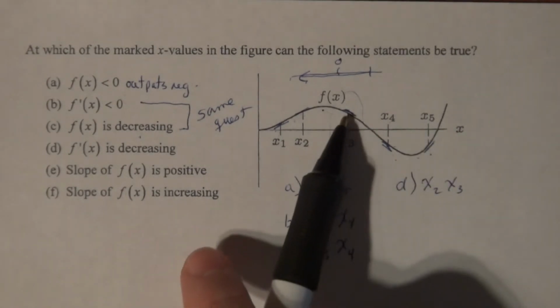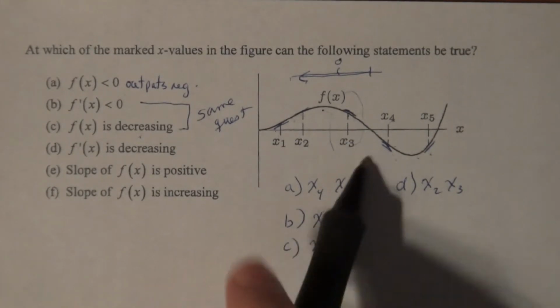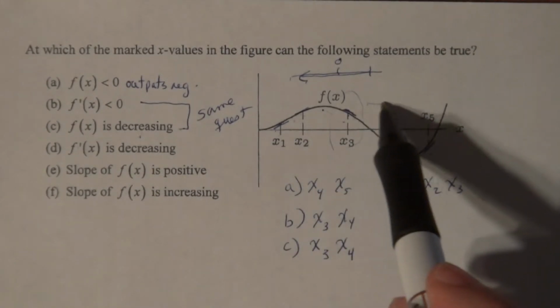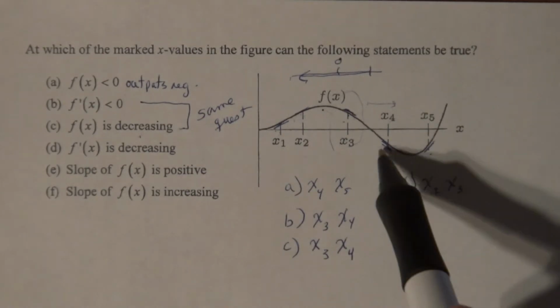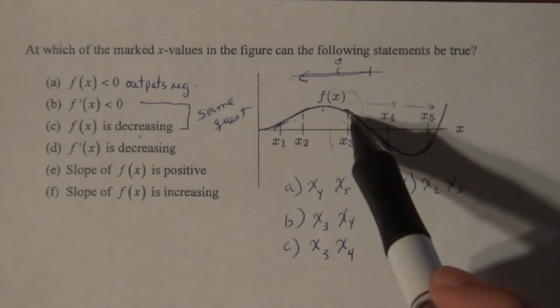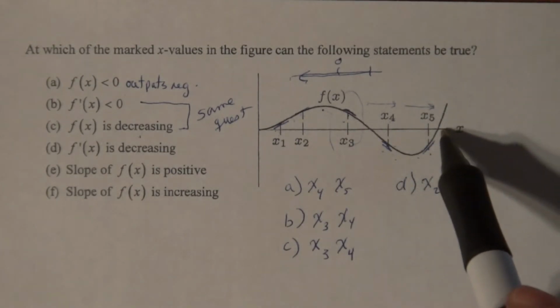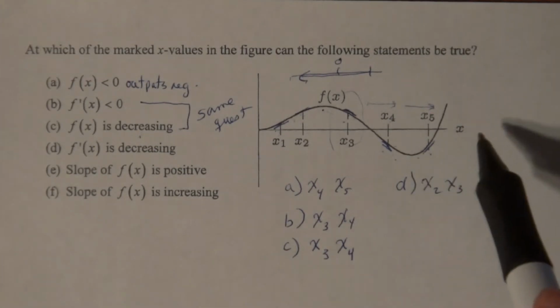Now from x3 to x4, I'm going from something that's negative to something that's a little less negative, so I'm moving to the right on the number line. And then I'm going from a negative slope to a positive slope, so again I'm continuing to move right. So from here everything starts increasing. So x2 and x3 is where f prime is decreasing.